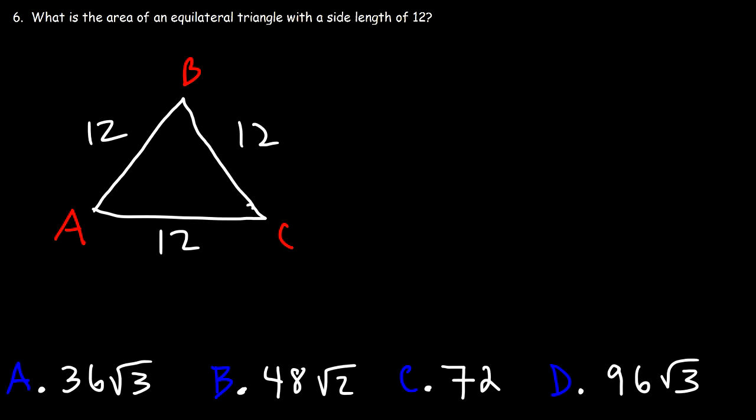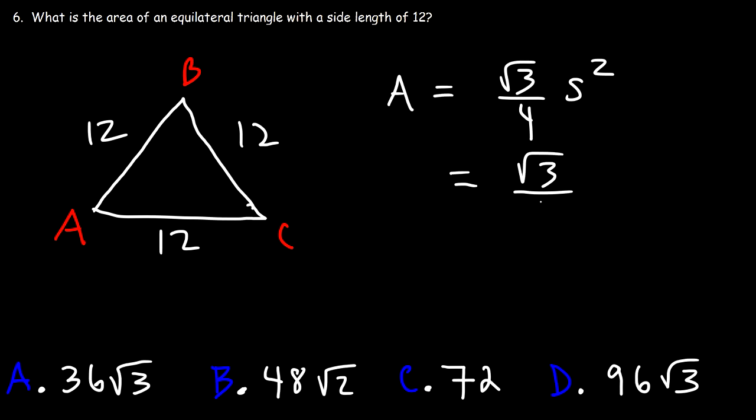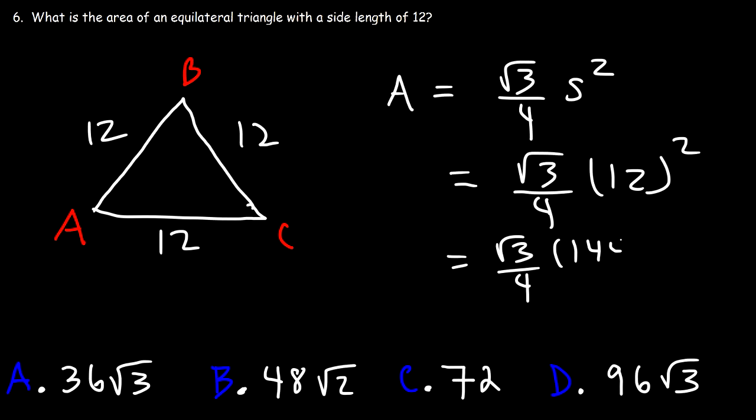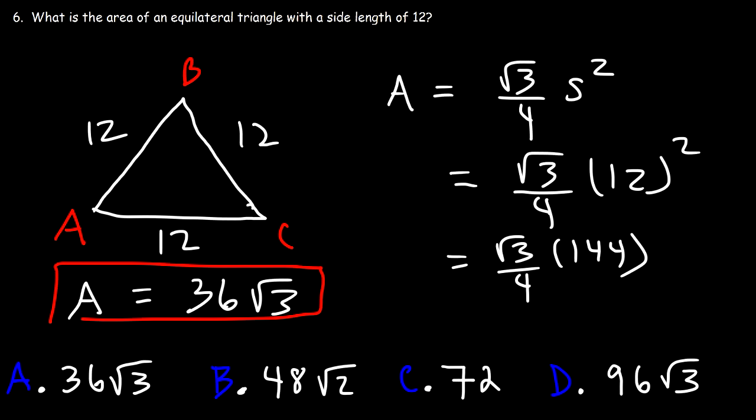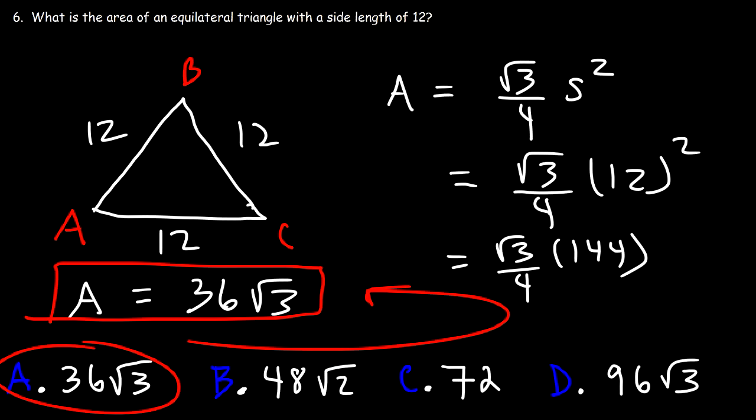Now there is a specific formula that you must know to calculate the area of an equilateral triangle. And here it is. It's the square root of 3 over 4 times s squared, where s is the side length of the triangle. So for this problem, it's the square root of 3 over 4 times 12 squared. 12 times 12 is 144. And 144 divided by 4 is 36. So the answer is 36 square root 3, which means A is the right answer choice.